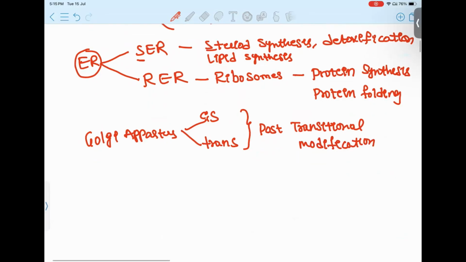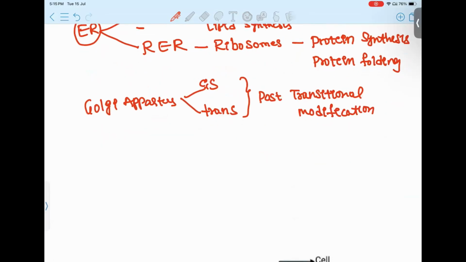It's like Google or Amazon packing its products and sending them to the delivery house, packing and checking. All this will be done by the Golgi apparatus. Next, moving on to the lysosomes. Lysosomes are basically your suicide cells, or we can also say death cells.